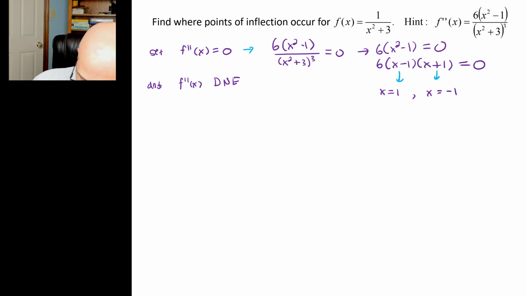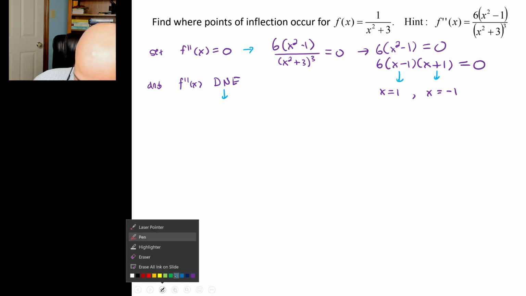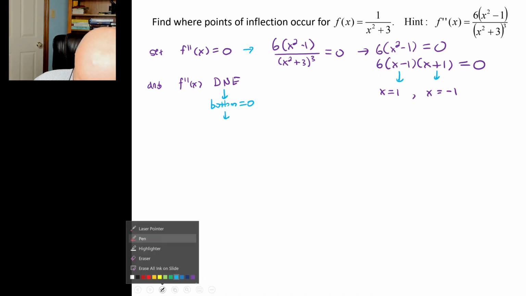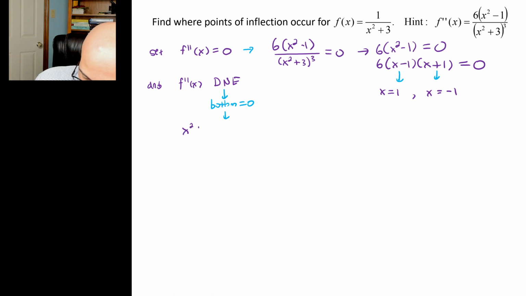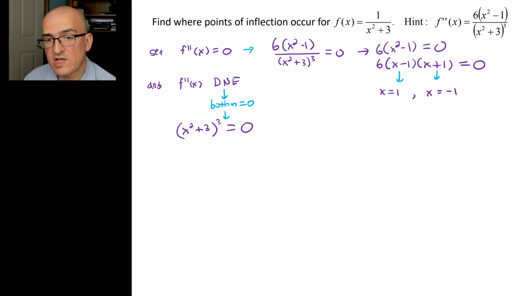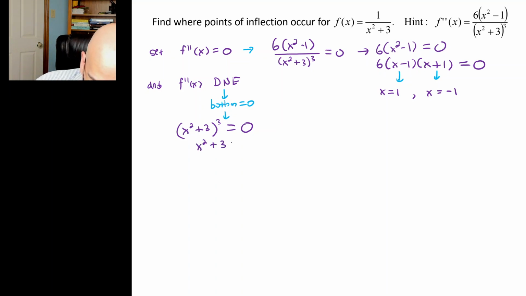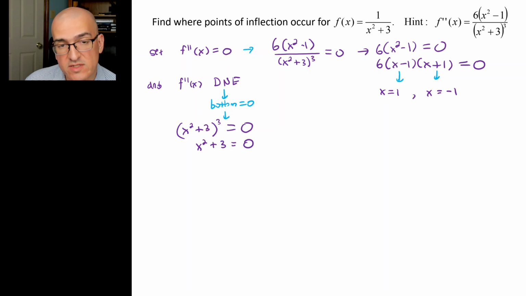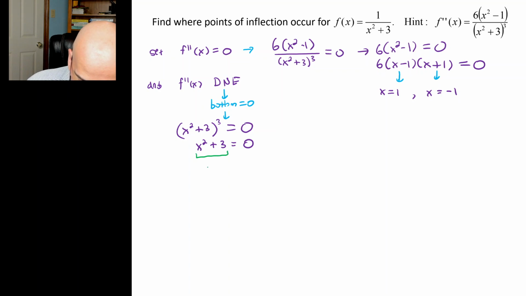I'm going to do the other one now, f double prime of x DNE. How do we handle that? So this means bottom equals 0. And that means x squared plus 3 cubed is equal to 0. That thing's only going to be 0 if what's inside the brackets is 0. So that means x squared plus 3 is equal to 0. Equivalently, you can say I'm going to take the cube root of both sides. And this is impossible. x squared is always positive. We're adding 3 to it. This cannot be 0.